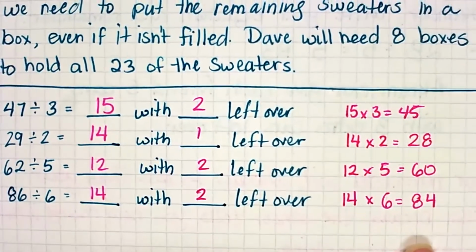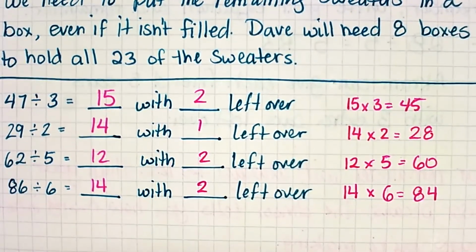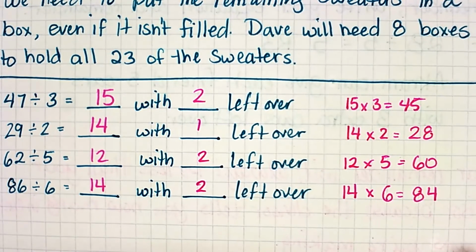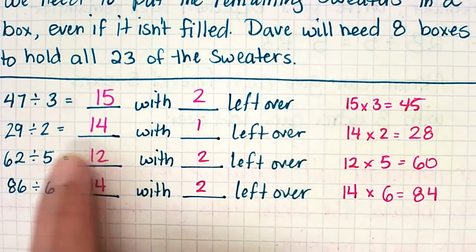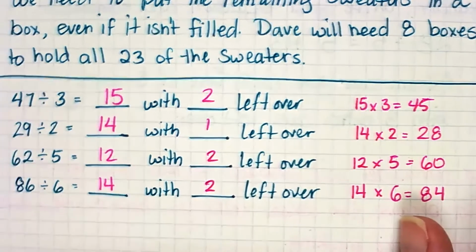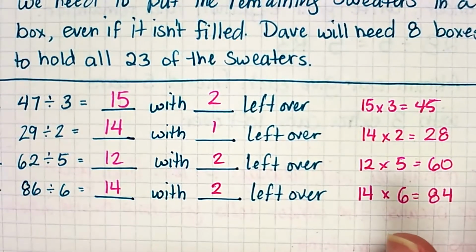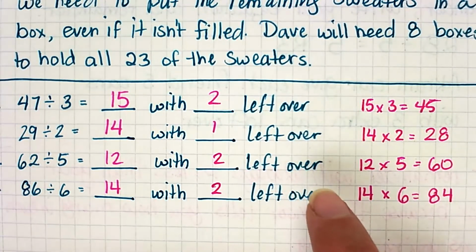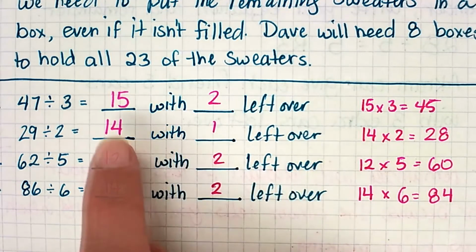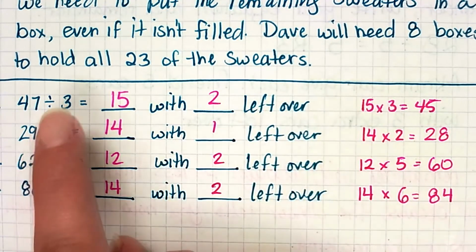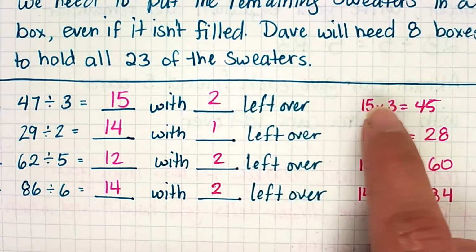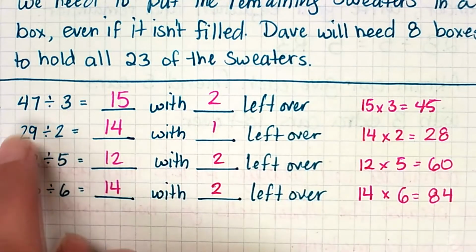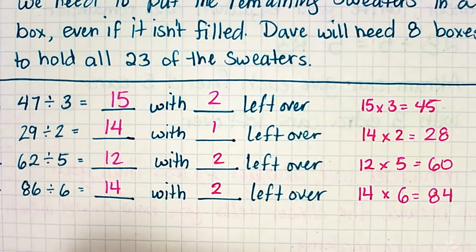So to find 47 divided by 3, I had to stop and think 3 times what will get me close to 47 without passing it. So 15 times 3 gets me to 45. That's as close as I can get to 47 without passing it, because then my next number would be 48 and I can't go that far. So 47 divided by 3 is going to equal 15 with the remainder of 2, because remember 15 times 3 is 45. 45 is 2 away from 47.